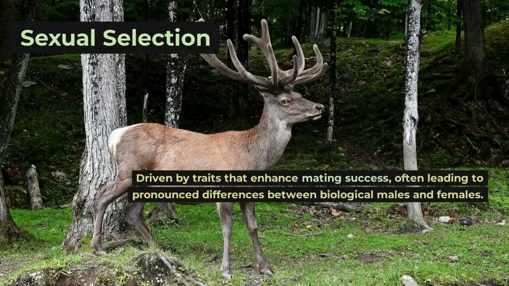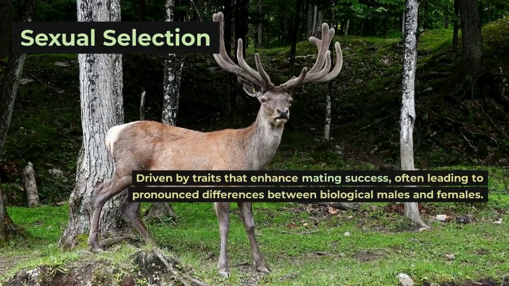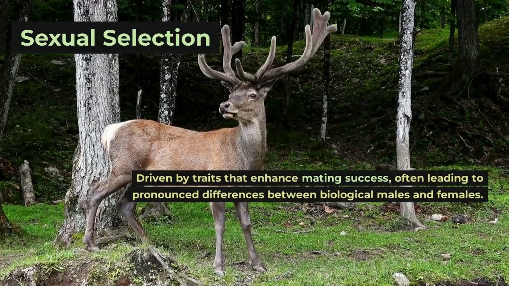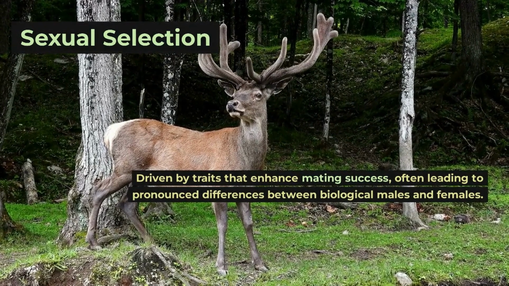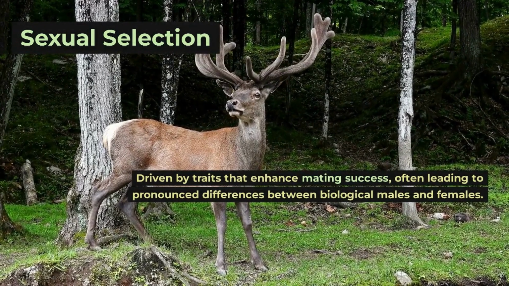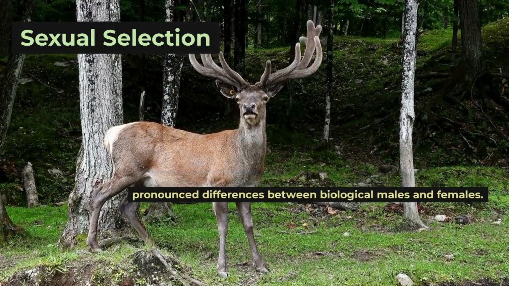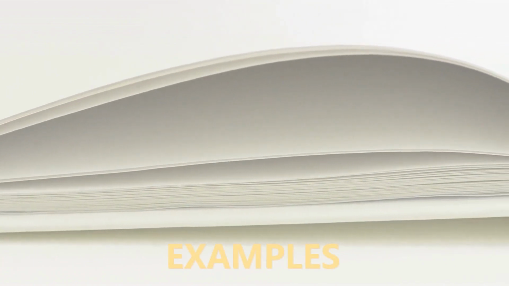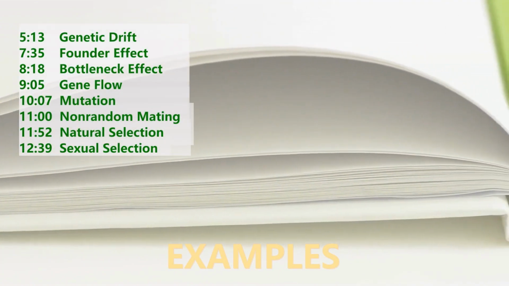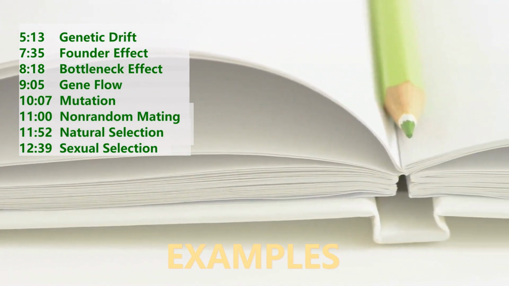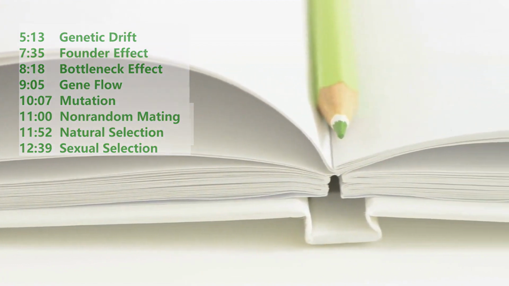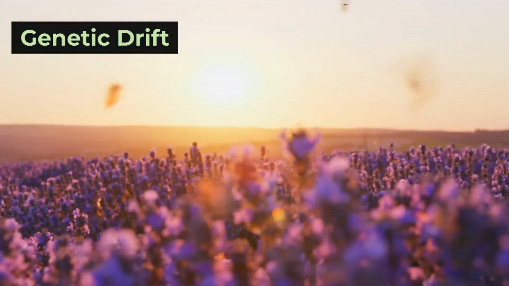Now, this is in contrast to sexual selection. Sexual selection is driven by traits that enhance specifically mating success, often leading to pronounced differences we see in biological males and biological females in a species. So those are our definitions. Let's now dive into some examples. We'll be working in the same order as our definitions, so feel free to skip, pause, speed up, slow down in a manner that best assists your learning experience. Sound good? So starting with genetic drift.